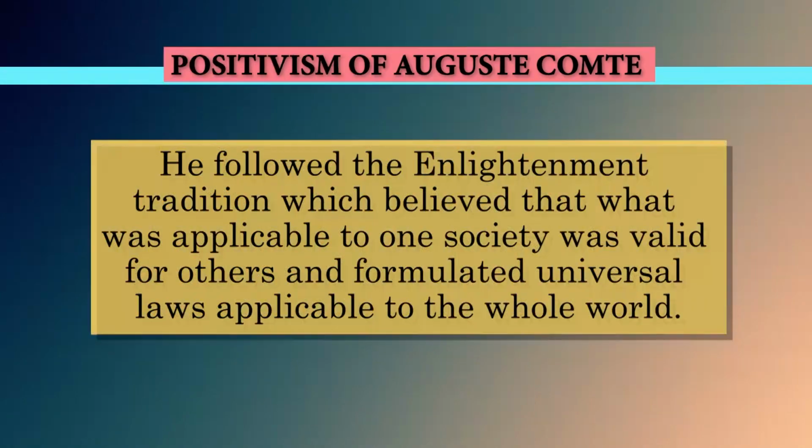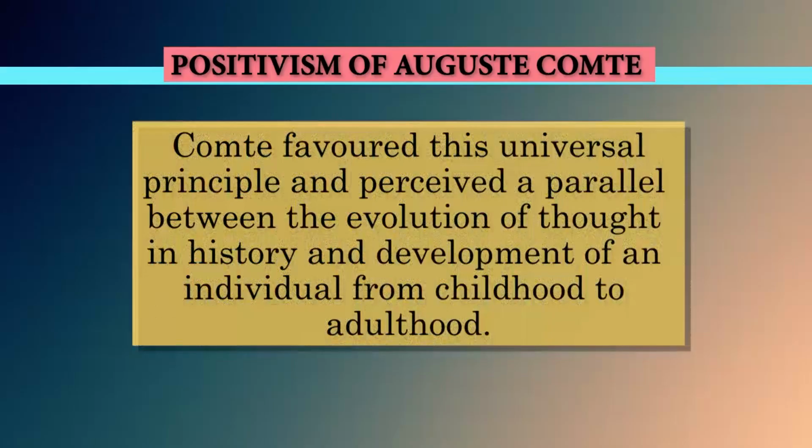He followed the Enlightenment tradition, which believed that what was applicable to one society was valid for others, and formulated universal laws applicable to the whole world. Comte favored this universal principle and perceived a parallel between the evolution of thought in history and the development of an individual from childhood to adulthood.